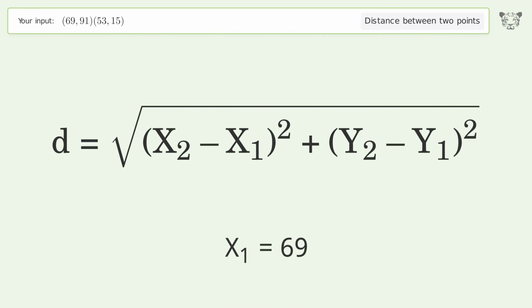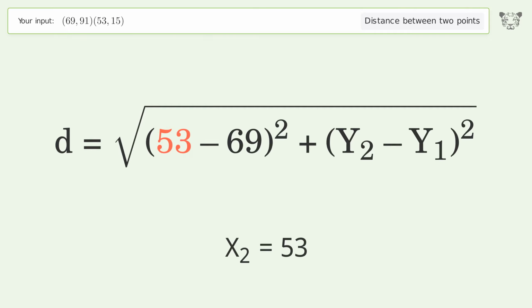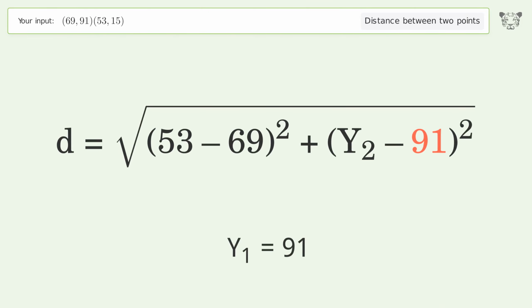x1 equals 69. x2 equals 53. y1 equals 91. y2 equals 15.